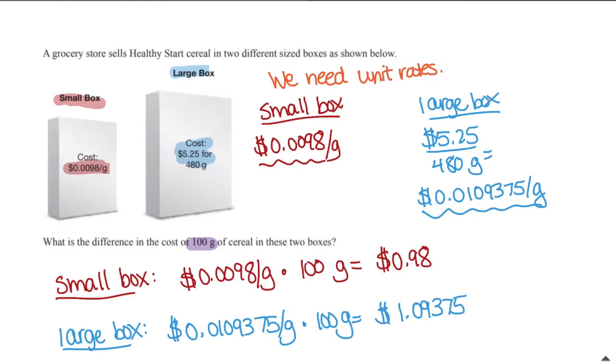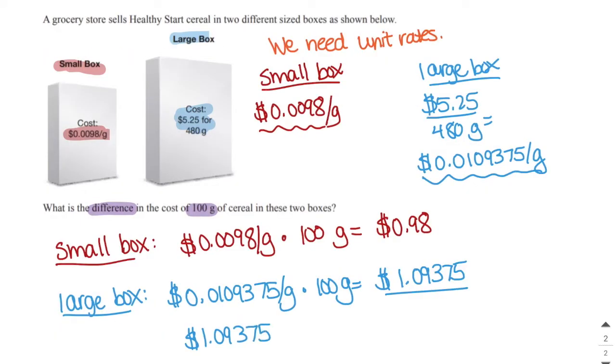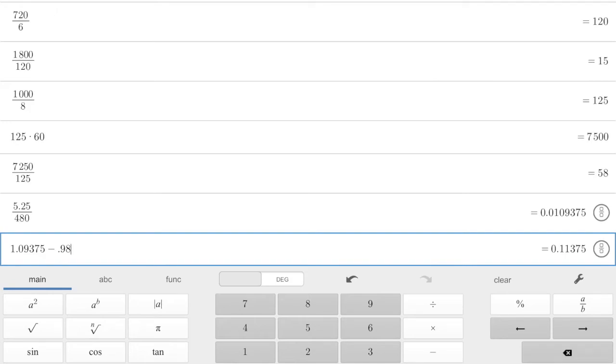But I want to find the difference in the cost. So I would take this 1.09375 right here, and I would subtract these 98 cents that I have here. And when I subtract those two numbers, I get 0.11375 as shown here in the bottom right-hand corner.